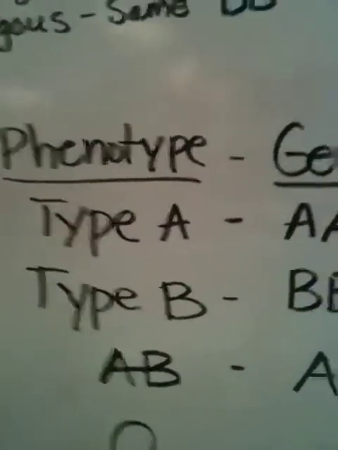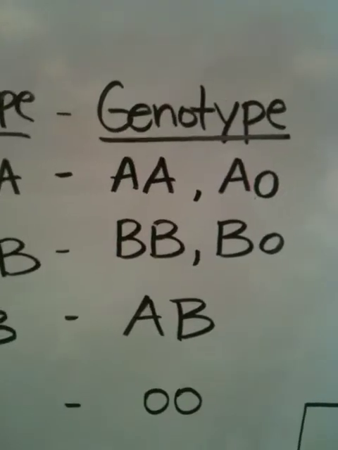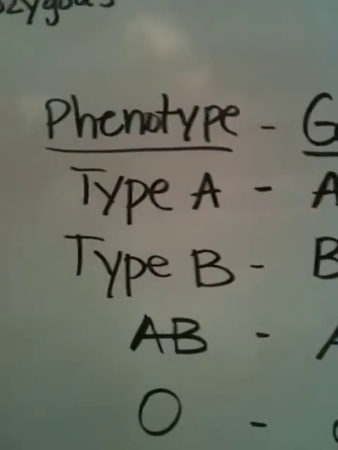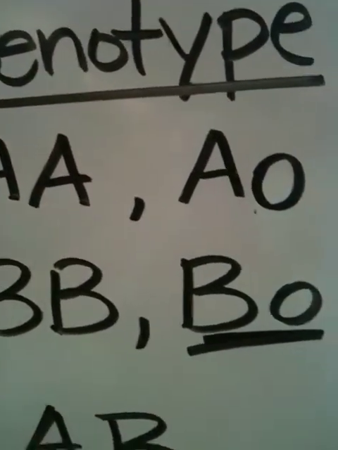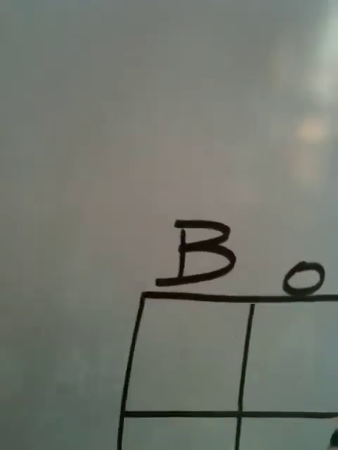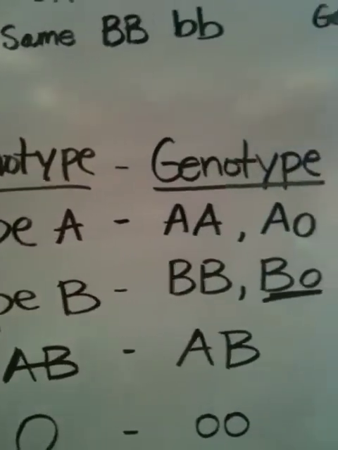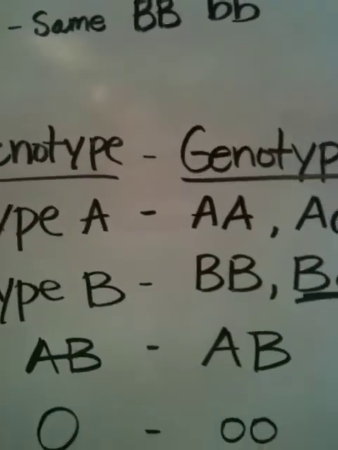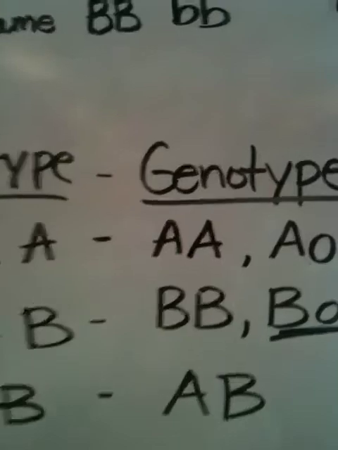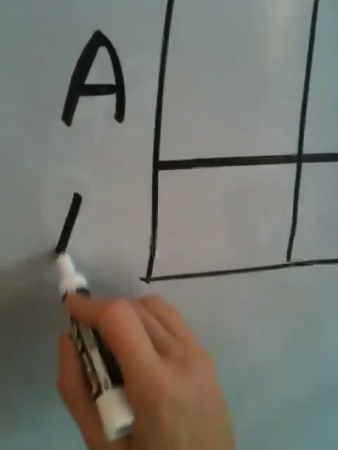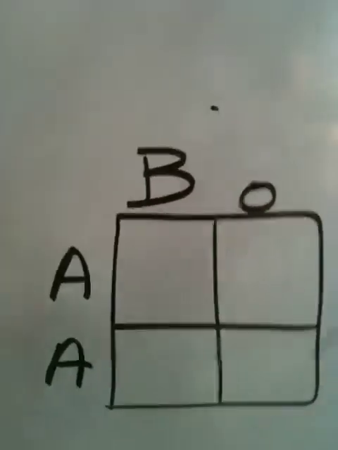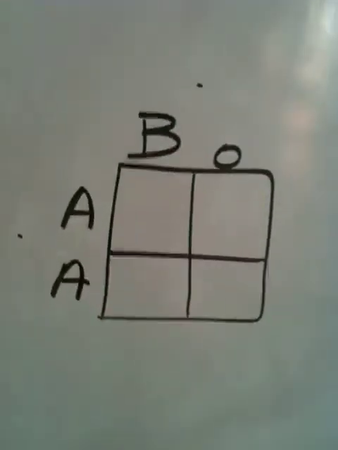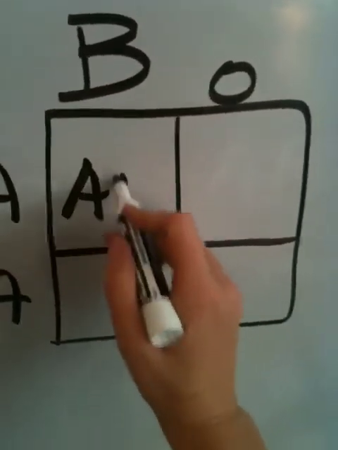Let's say we have a heterozygous type B. Okay, heterozygous type B. So the genotype that we would use for heterozygous type B is BO. Okay, big B, little o. And let's say that was the mom, and then the dad is going to be a homozygous type A. Homozygous would have to be two of the same, so there's homozygous type A. So we'll put in A. So here's our Punnett square with a dad who has type B blood and a mom who has type A blood. Okay? Let's do our Punnett square just like we did today in class.